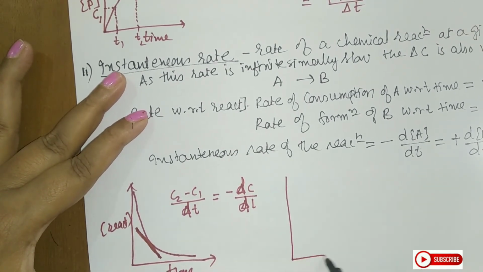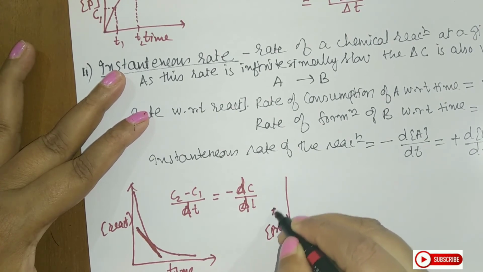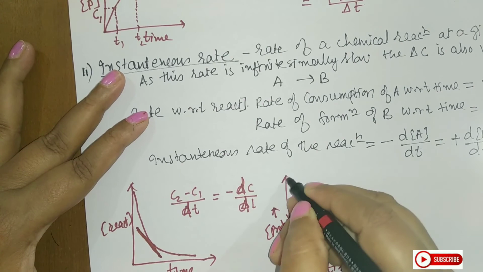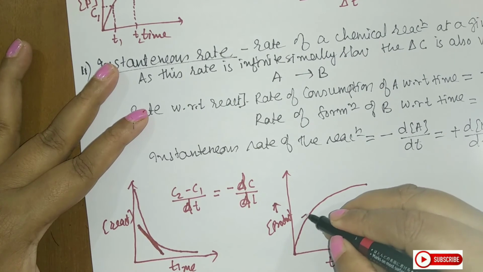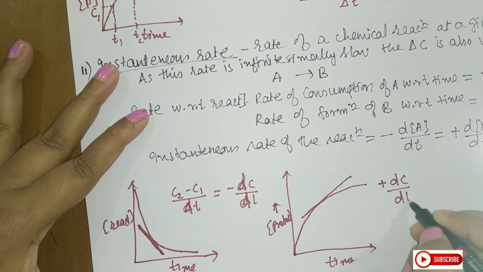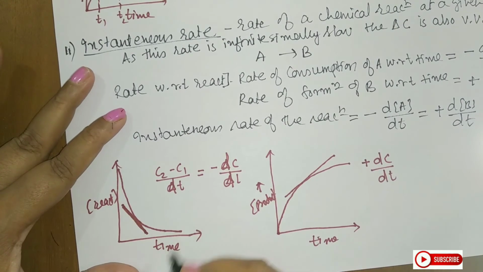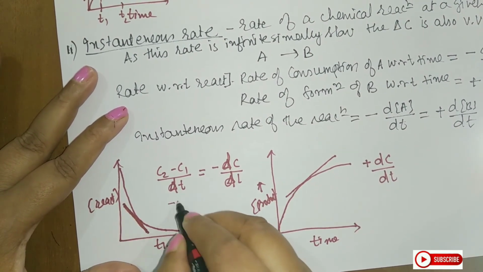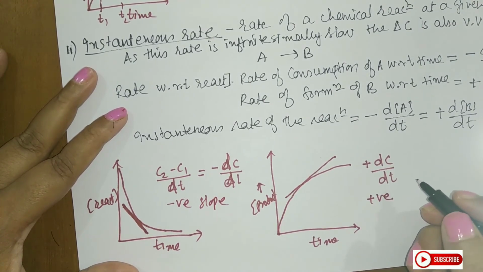Similarly, if I plot the graph for the products, concentration with respect to time, then the graph will be something like this. Now, this will have a positive slope, and therefore it will be plus dC by dt. That is what you have to take into consideration, because the instantaneous rate of the reaction is infinitesimally small. So here we will have a negative slope of the tangent, and here we will have a positive slope of the tangent at T1.